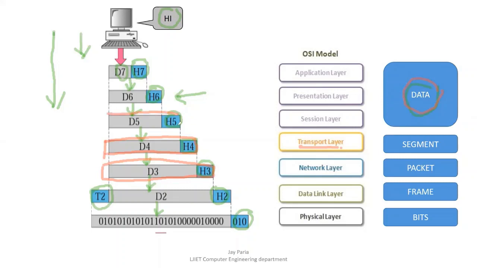This whole thing together is called what? Data, right? And as you can see, in the data link layer, T2, D2 and H2 are called frame, and in the physical layer they are called bits.